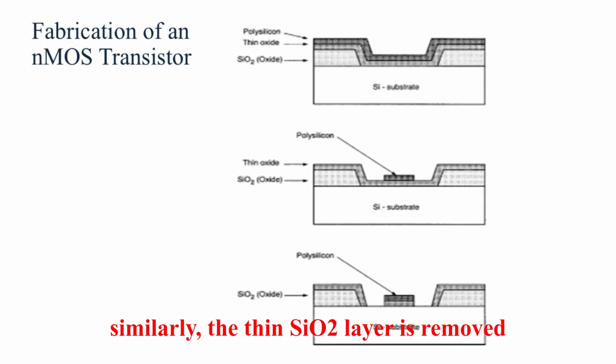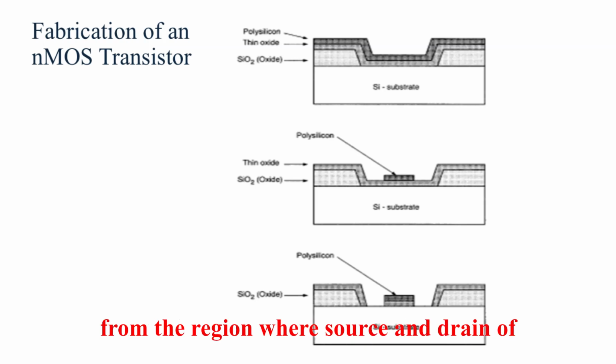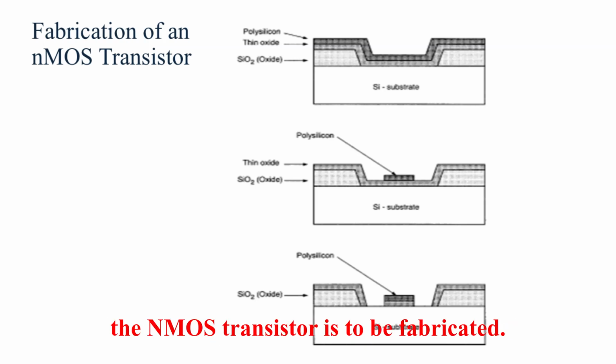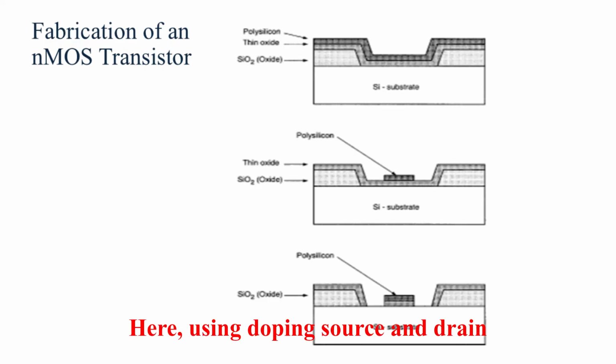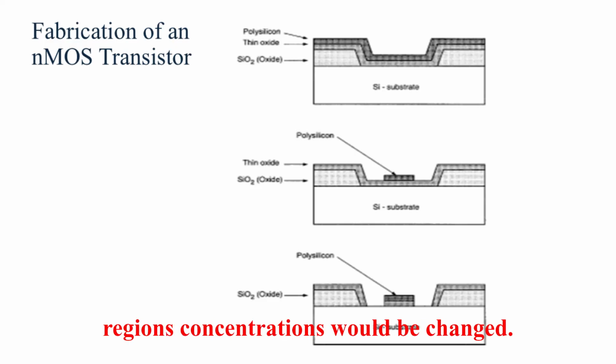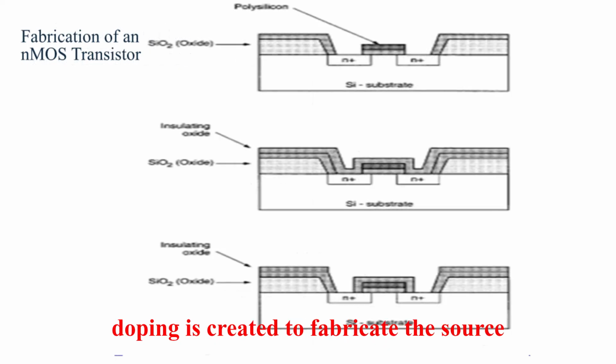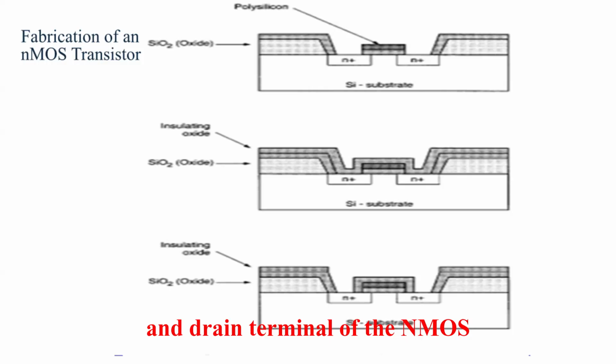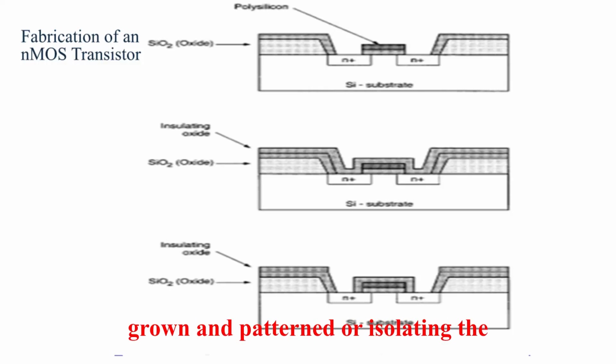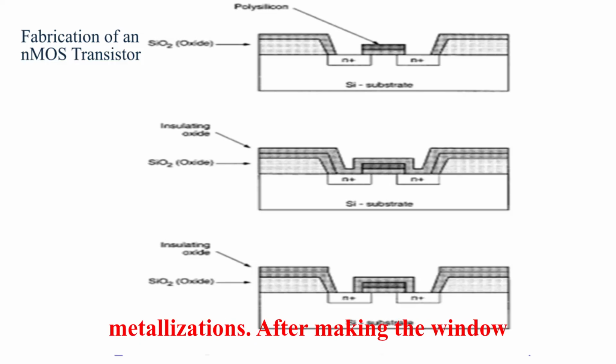Then, similarly, the thin SiO2 layer is removed from the region where the source and drain of the NMOS transistor are to be fabricated. Here, using doping, the source and drain regions' concentrations would be changed. As depicted in the first diagram, the N+ doping is created to fabricate the source and drain terminals of the NMOS transistor. Then again an SiO2 layer is grown and patterned for isolating the source, drain and gate terminal metallizations.